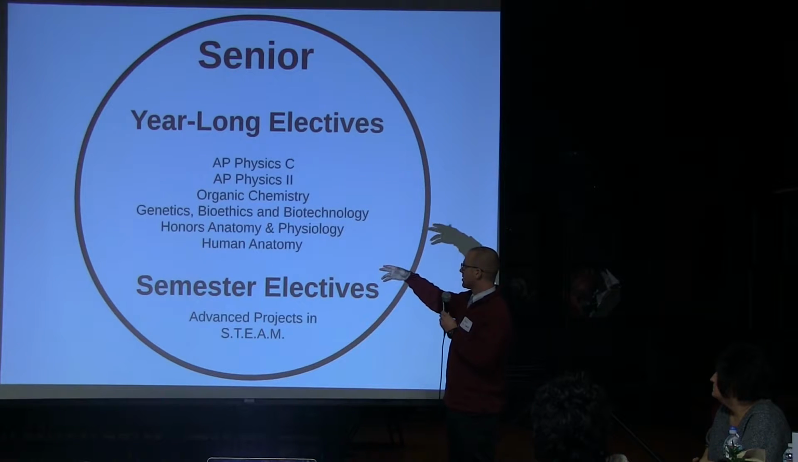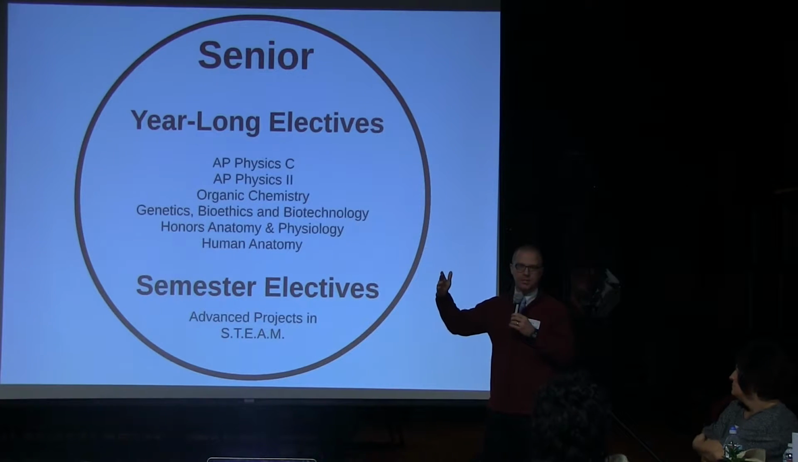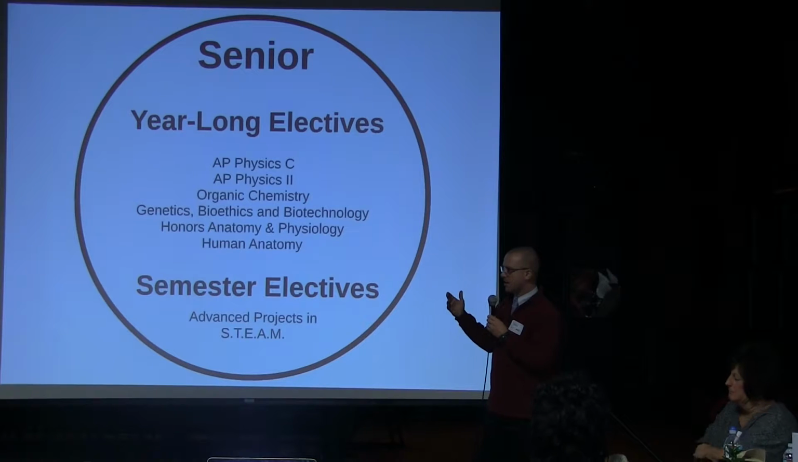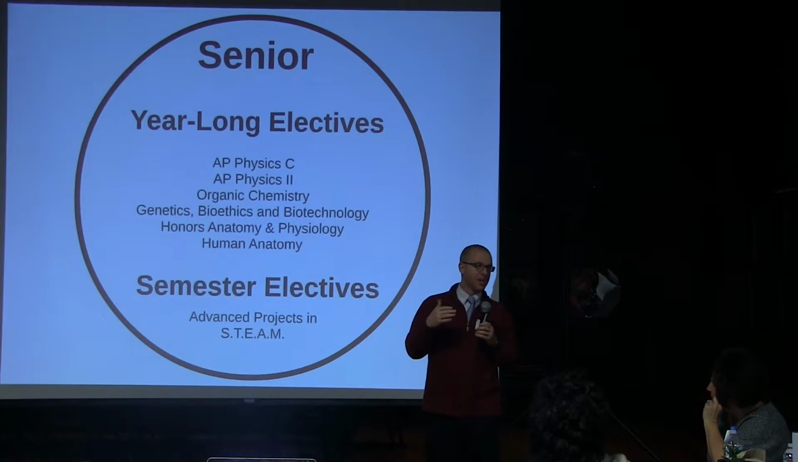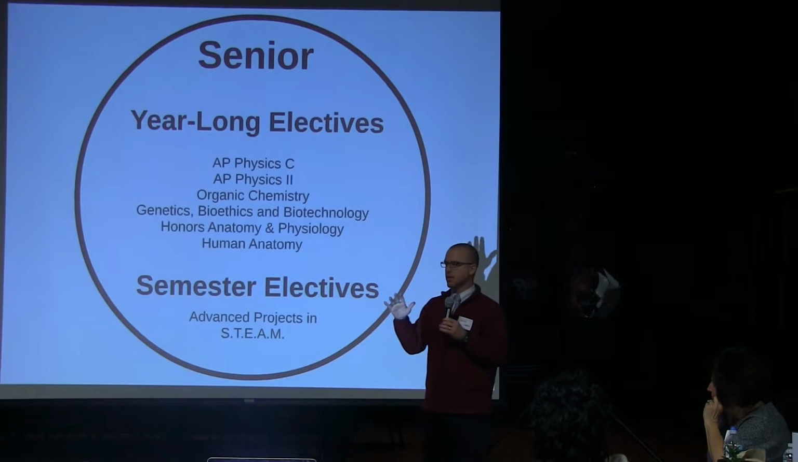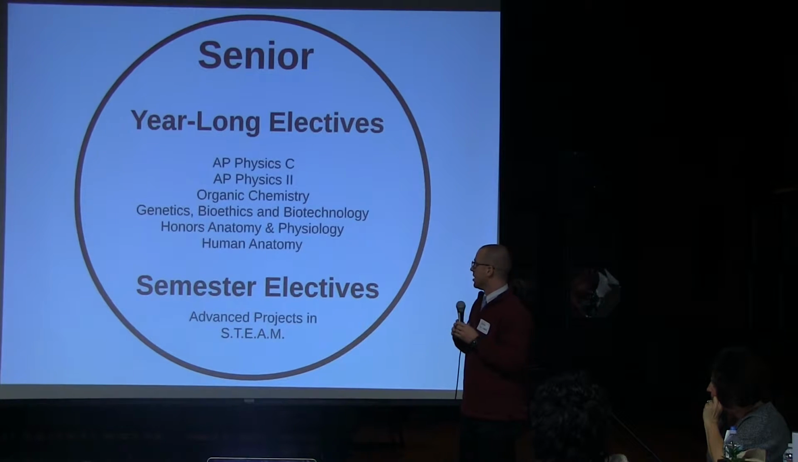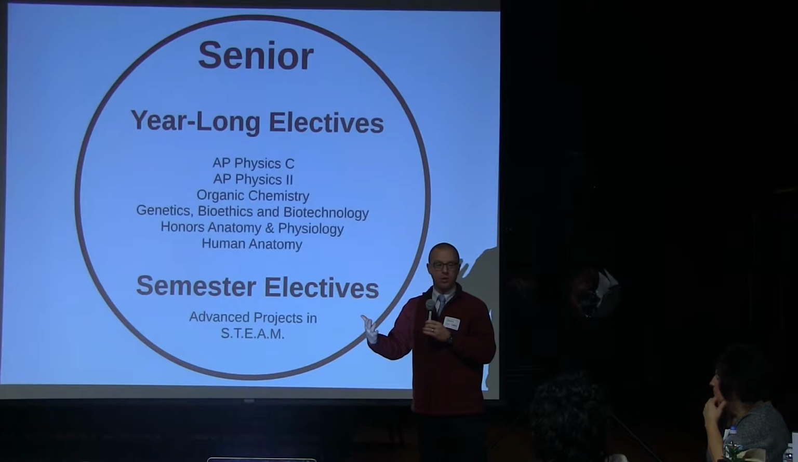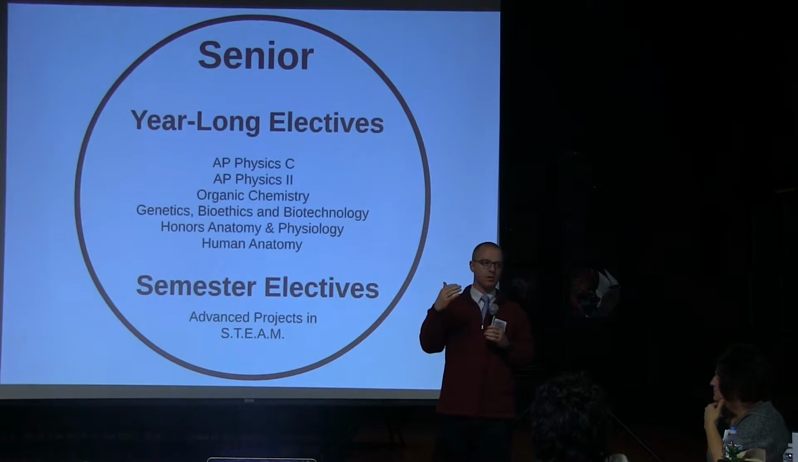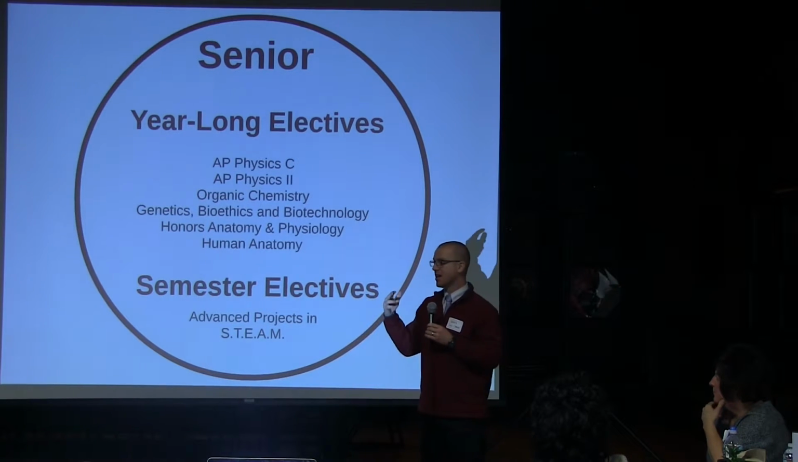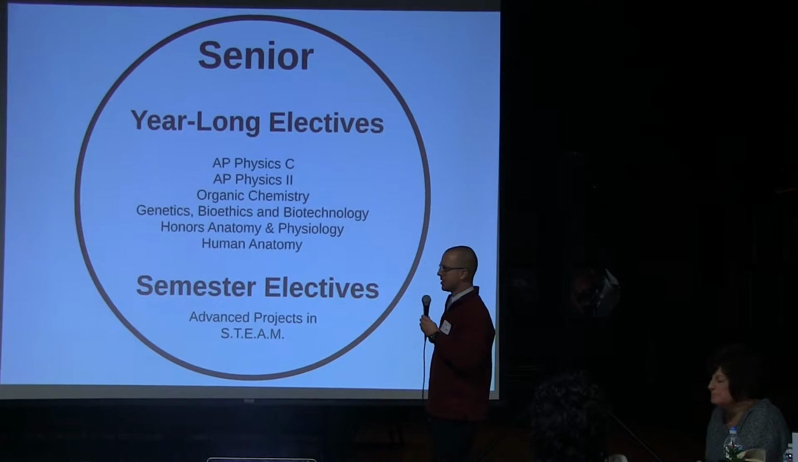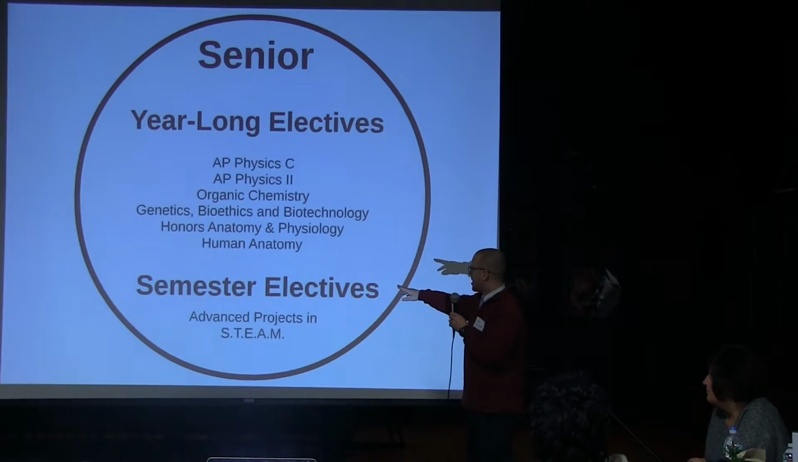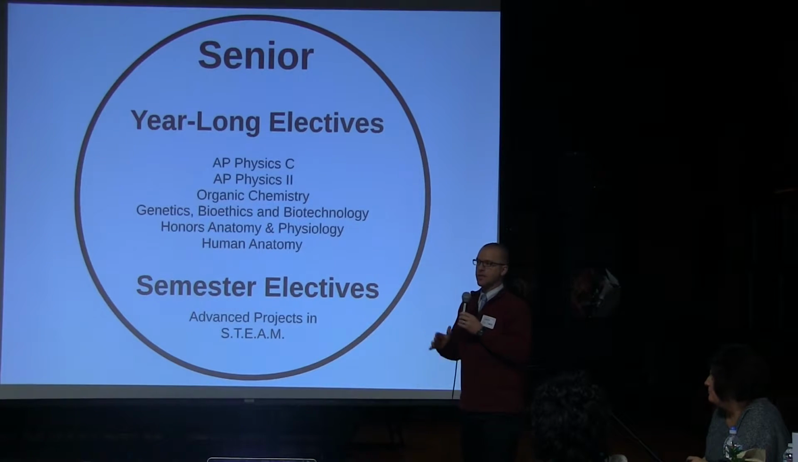AP Physics 2, this is algebra-based, sort of a second semester physics class. Organic Chemistry, which is a great class which follows AP Chemistry. This will be the third year that we're running it next year. It follows the AP Chem curriculum, and it gives students a really great look into what might be a second year college level course. Organic Chemistry is a second year college course, and students at Worcester Academy have the opportunity to take it. Genetics, Bioethics, and Biotech, this is a new elective for next year.